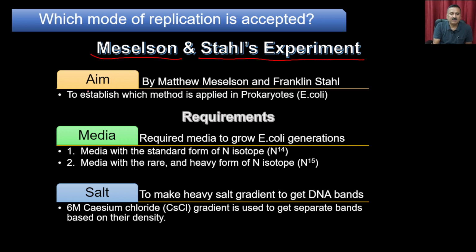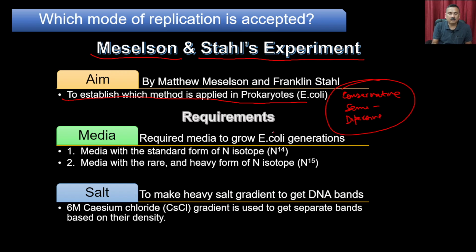So, what was the aim? The aim was to establish which method is applied in prokaryotic replication. Is it the conservative mode, the semi conservative mode, or the dispersive mode? To ask these questions, they designed an experiment, and these are the requirements. You require a medium to grow E. coli for several generations, and there are two different types of media.